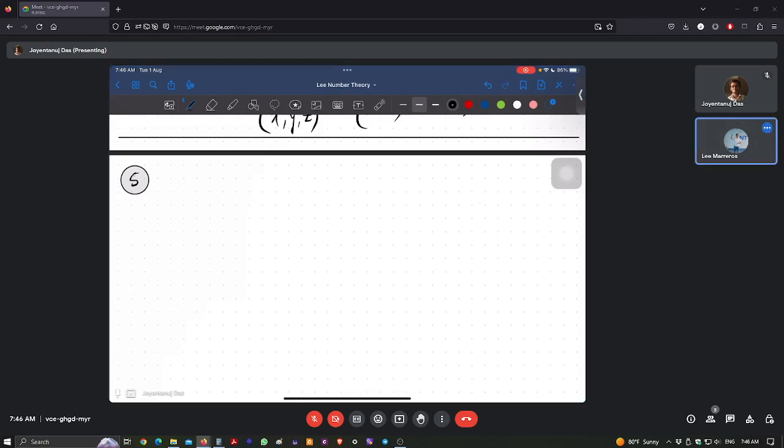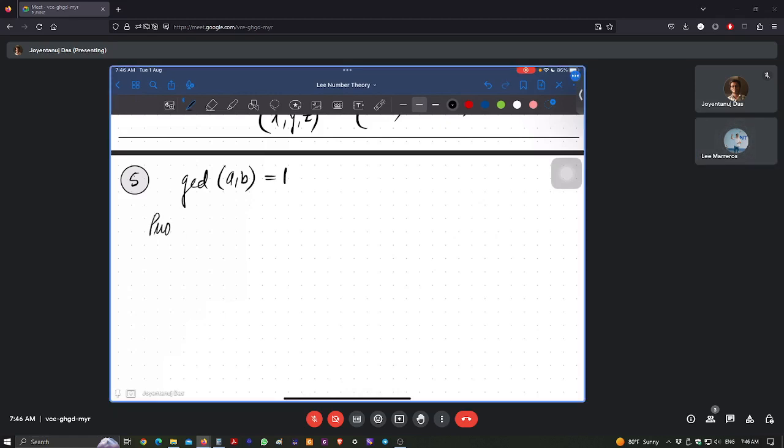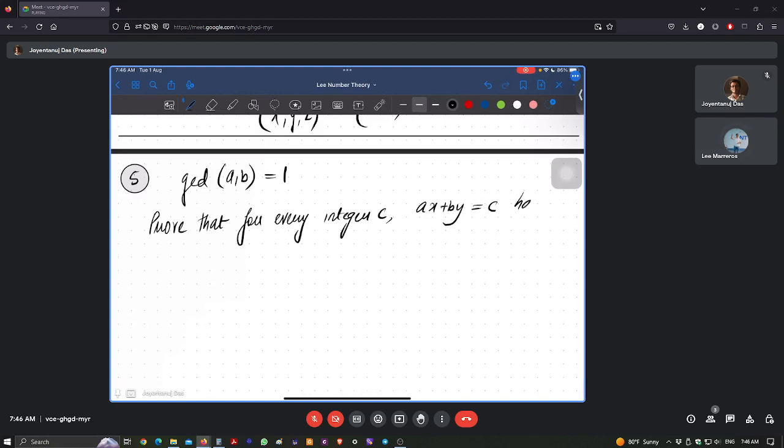Okay. So question 5, what they're saying is, suppose GCD of A and B is one, and prove that for every integer C, the equation ax plus by equals C has a solution in integers. Right. So how to get it?